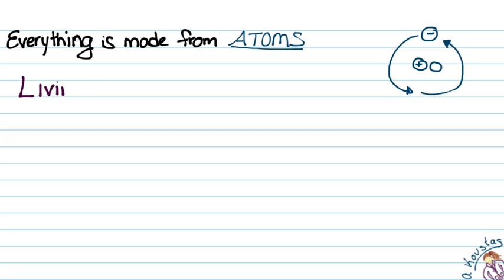Atoms themselves are made up of 3 parts. Protons, which are positive, neutrons, which are neutral, and these negative electrons, which zip around the outside of the atom. Now, based on these 3 parts, you can create many different types of atoms. Maybe I have 1 proton in 1 atom, and I have 3 protons in a different type of atom. All of the different types of atoms are called elements.